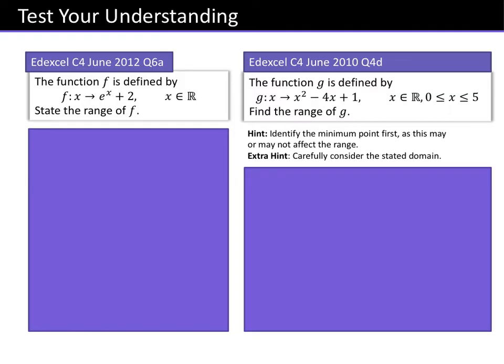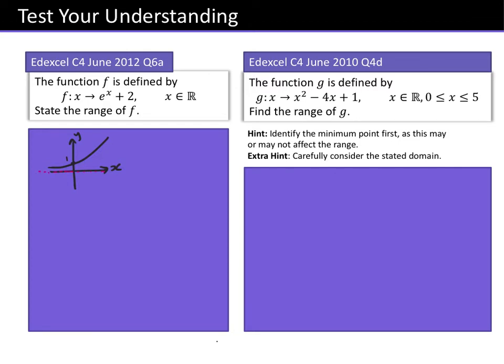Okay, so the graph of e to the x plus 2. The graph of e to the x looks like this, and it crosses at 1, and it has an asymptote on the line y equals 0 here. It will never reach this line. Okay, there's an asymptote there.